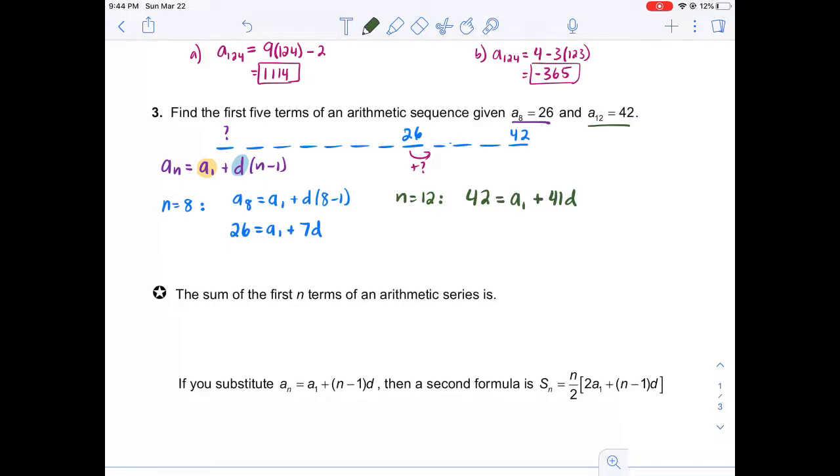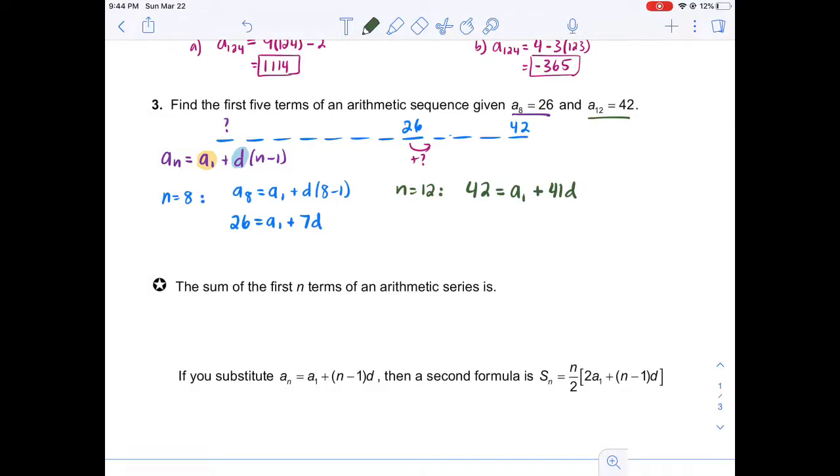If you got confused with the 41d, go back to the formula. Look how we did n minus 1, and I just wrote that number in front of the variable. So now we have to solve this out. At this point, because we have two variables, we can use a system of equations to solve this out. And I'm so sorry here, I just wrote the wrong thing.